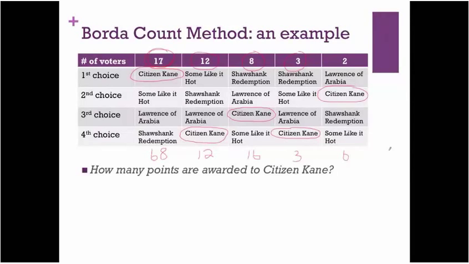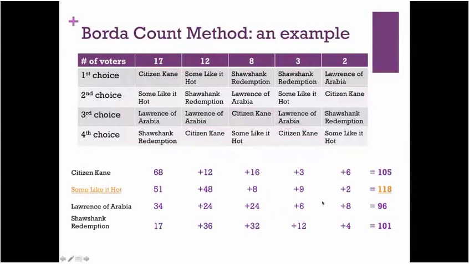So 68 plus 12 plus 16 plus 3. And if I've done that correctly, that comes out to be 105 points altogether awarded to Citizen Kane. Now, I think we'll see on the next slide whether I got that right. Let's see. Yes, I did do that correctly. 68 plus 12 plus 16 plus 3 plus 6 is 105.